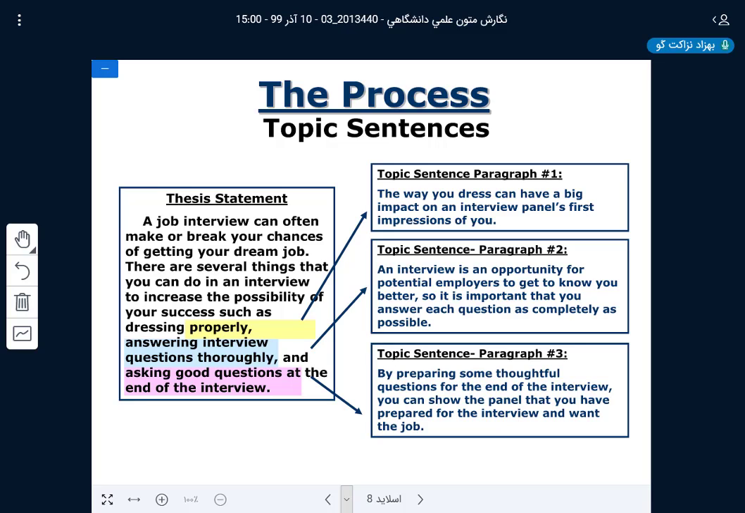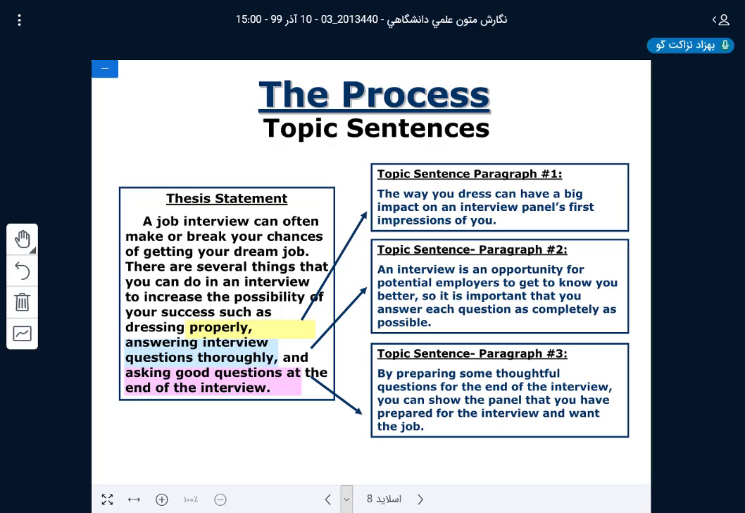Look at this one. This is the process of developing our body paragraphs. The first part, the very left part of this presentation, you see a box, and this box has a topic sentence at the end. So the last sentence in the introduction paragraph is called the thesis statement. And the thesis statement can be topic sentences for different body paragraphs. Let's start reading this part.